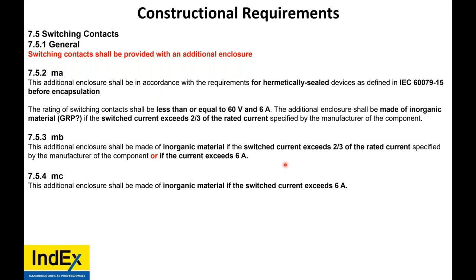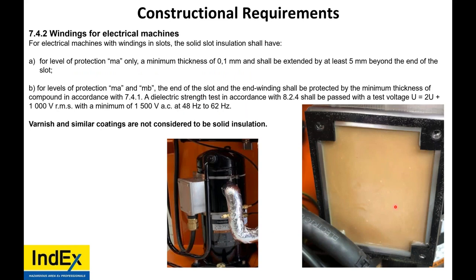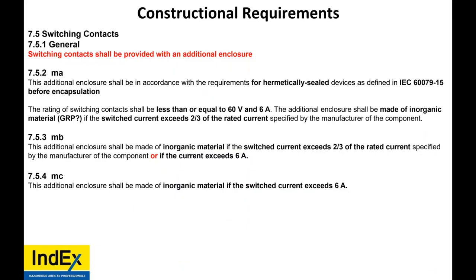Ex nC to 60079-15 before encapsulation. So if, let's say, this box was hermetically sealed, good. Now they poured the encapsulant. Maybe now it's okay for a zone zero, Ex ma. The rating of the switching contacts has to be less than 60 volts and 6 amps. Additionally, the enclosure shall be made of inorganic material.